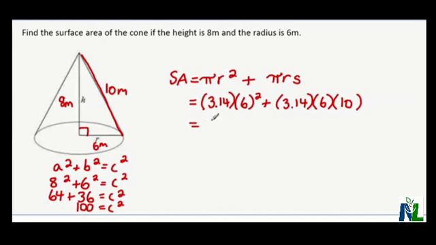So that's 113.04 and 188.4. And if you add both of those together, you get 301.44, and our units would be in meters squared.